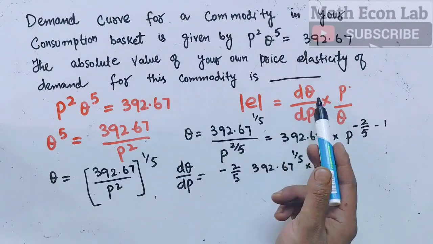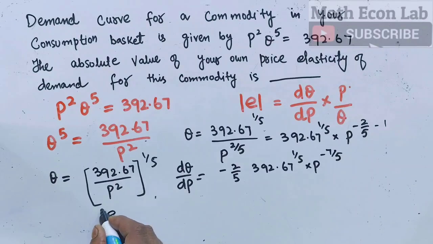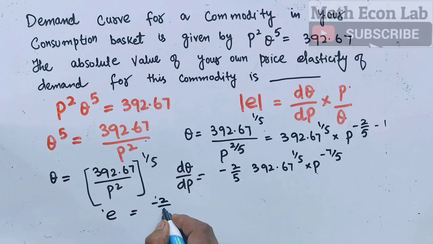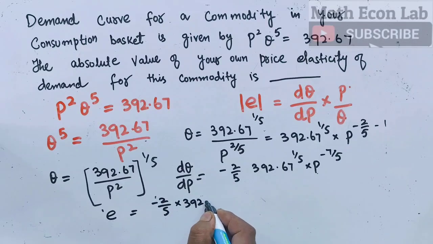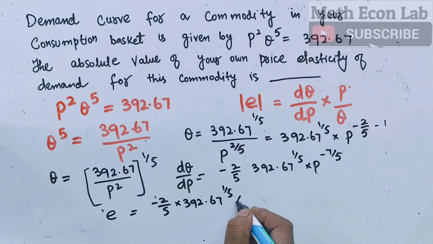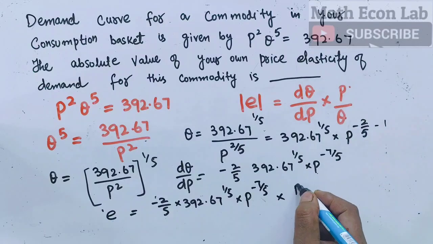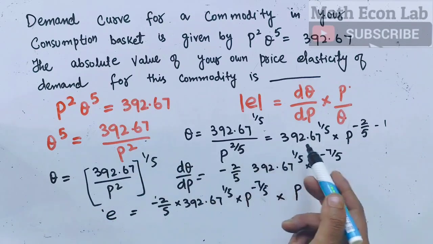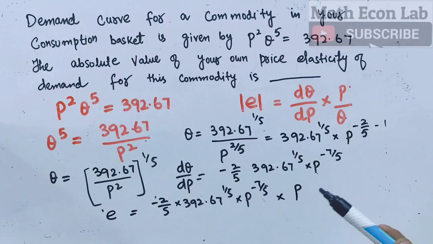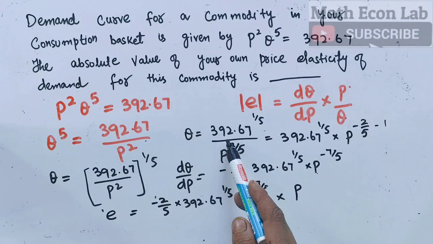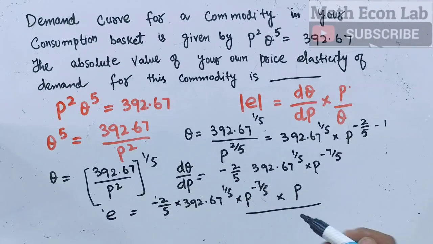elasticity of demand, as we know, is equal to dq upon dp times p divided by q. So elasticity of demand will be equal to dq upon dp, which is minus 2 upon 5 times 392.67 raised power 1 upon 5 times p raised power minus 7 upon 5. To this we multiply by p divided by q. What is q? Q is this very function. So can I write it like this? So q is 392.67 raised power 1 upon 5 divided by p raised power 2 upon 5.